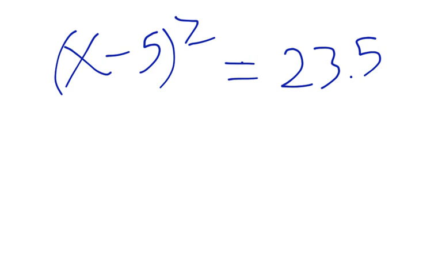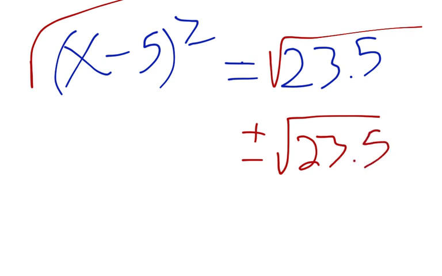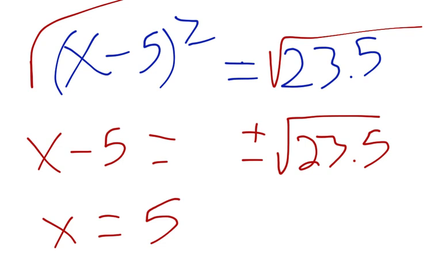And now I only have really 2 more steps to do, and it's pretty quick. I'm going to get rid of this square by square rooting, so I'm going to square root both sides. Now, there's 2 solutions when you solve a quadratic. Let's count them: 1, 2. And the way that you're going to get 2 solutions here is whenever you square root both sides, you must introduce a plus or a minus. So it's 23.5, and that's going to give me x minus 5 equals that. I'm going to go one step further, and it's going to be x equals 5 plus or minus square root of 23.5.